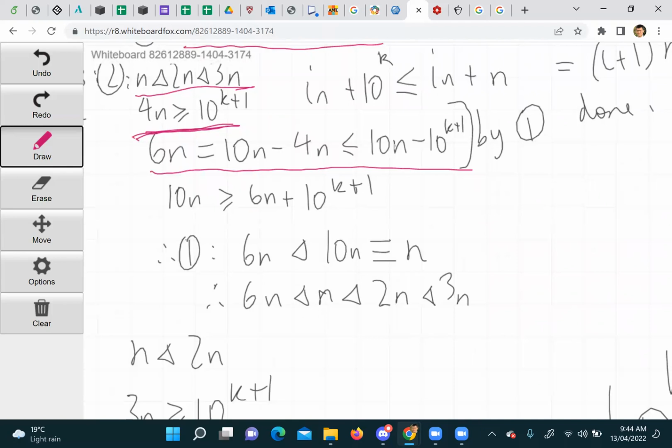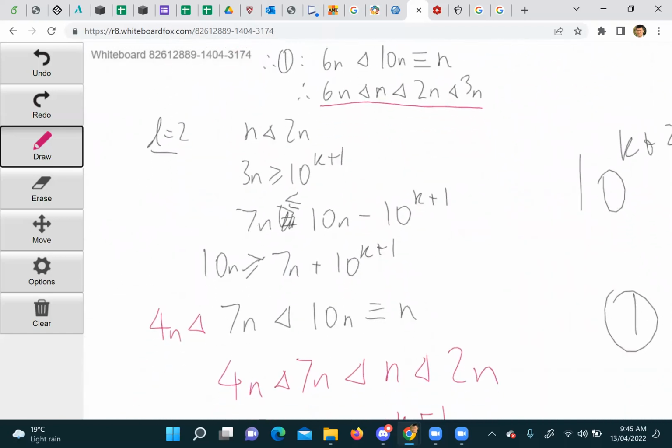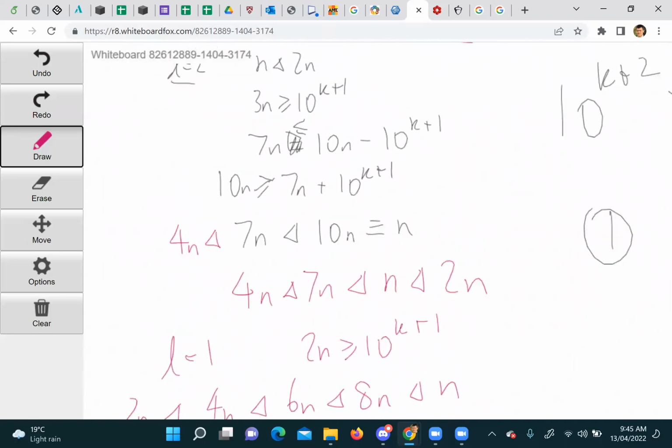Which means by lemma 1, 10n has a bigger leading digit than 6n, right? Because 10n is less than 10^(k+2). And 10n has the same leading digit as n. So therefore, 6n is less than n, which is less than 2n. Or you could put 4n here as well, but it doesn't matter. After the lemma, the whole proof is wordless.